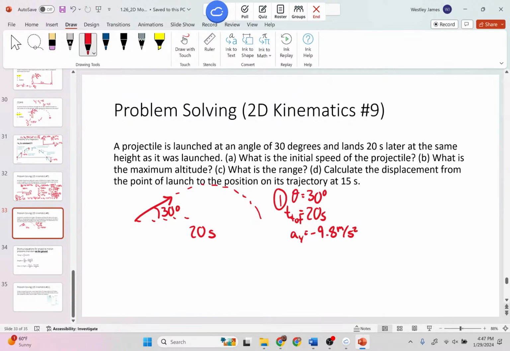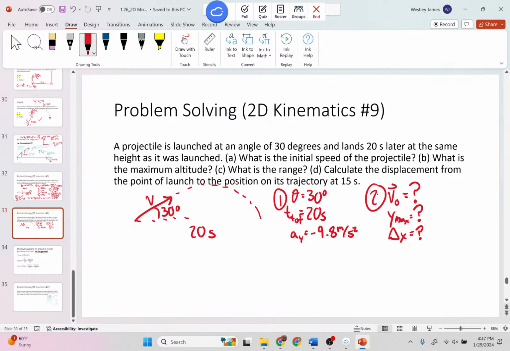But there's some clever tricks that we may need to remember that help us out. So we are trying to find this initial velocity. Not the x component, not the y component of it, the total initial velocity. We are trying to find the maximum height, we'll just call it y max. We are trying to find the range. That is delta x, I guess, like the total displacement.